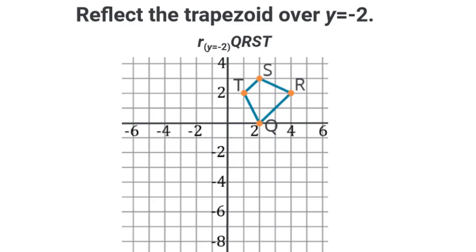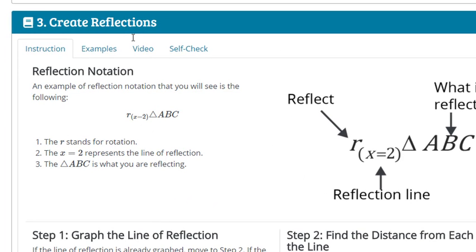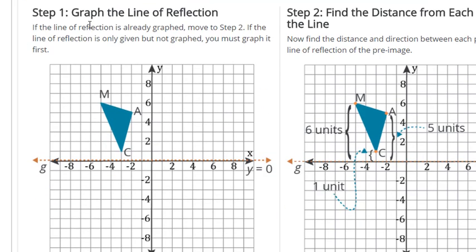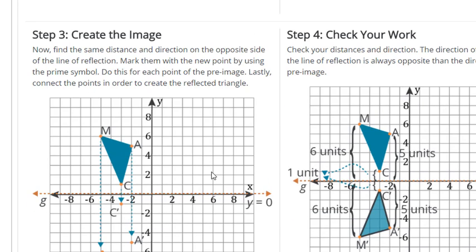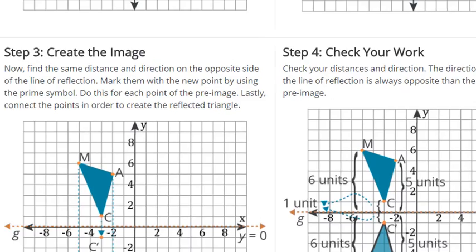So what we're going to do first is go back to the lesson and make sure you see where your steps are located. If you look at your block 3 and in our Create Reflections tab, you can notice in the instruction that we have 4 steps. Step 1, we are going to graph the line of reflection. Step 2, find the distance from each point to the line. Step 3, create the new image. And then step 4, we're going to check your work. So let's go ahead and get started.